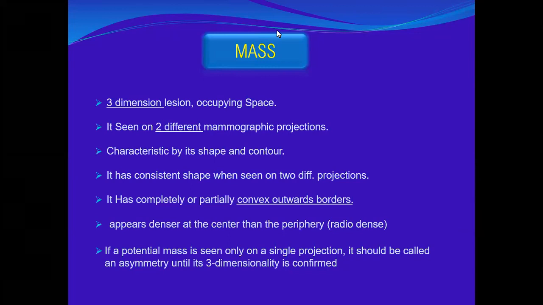So we said the mass is a three-dimensional space-occupying lesion seen in 2 different orthogonal mammographic views, characterized by shape and contour, with convex outward borders, partially or completely, having a consistent shape on 2 different projections and appearing denser at the center, radiodense. If it is seen in only one projection, we consider it an asymmetry until proven or confirmed to fulfill the criteria of a mass.